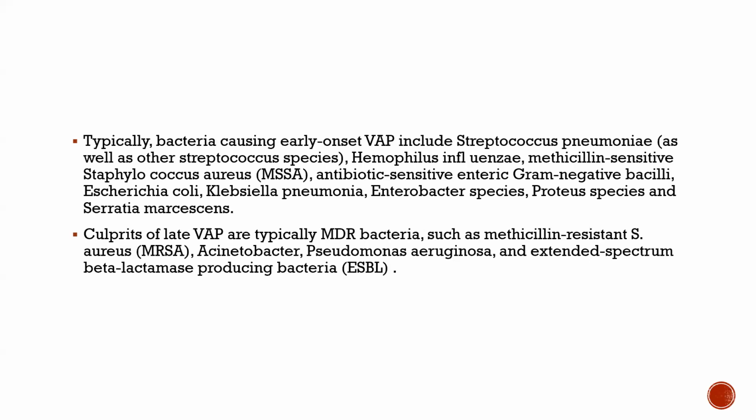Typically, bacteria causing early onset VAP include Streptococcus pneumoniae, Haemophilus influenzae, MSSA, antibiotic sensitive enteric gram-negative bacilli, E. coli, Klebsiella pneumoniae, Enterobacter species, Proteus species, Serratia marcescens. Culprits of late VAP include MDR bacteria such as MRSA, Acinetobacter, Pseudomonas aeruginosa, and ESBL.